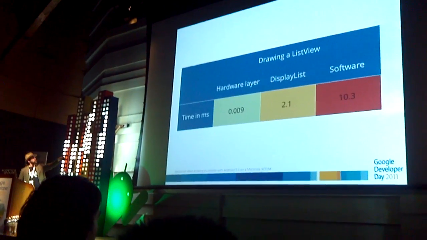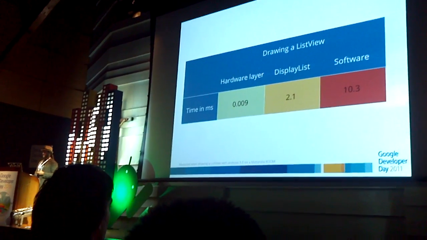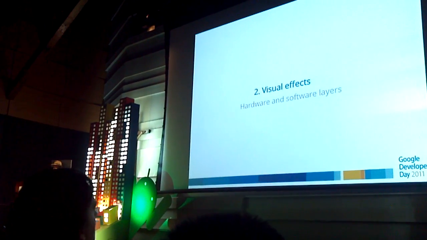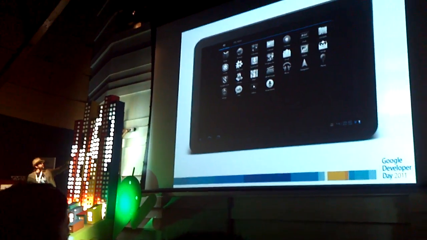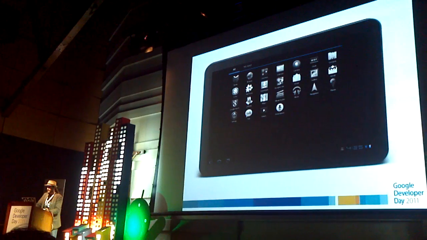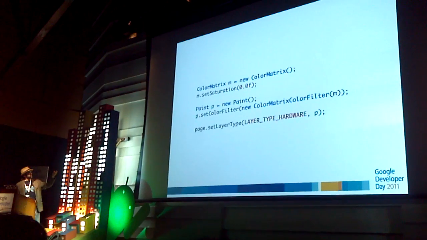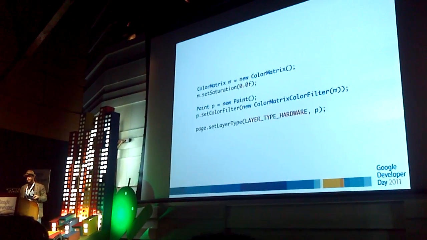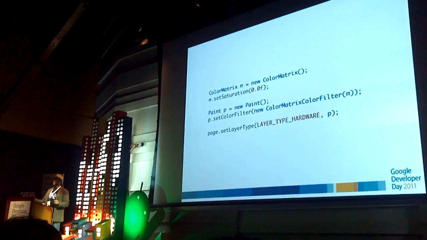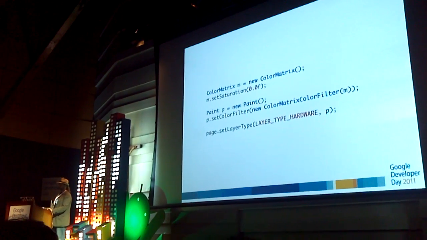You can see it takes almost no time in the hardware layer. It's still pretty fast with the display list, and it's pretty slow in software. So we can really use this for visual effects, because remember, we get to apply a paint to it. So we can actually do this. This is an example of applying a simple effect with a color filter to a paint. And that's all we have to do on that hardware layer type, or on the software one. And boom, we now have everything drawn in gray, all on that layer. To do this before, you had to explicitly set the properties of each one of those objects.